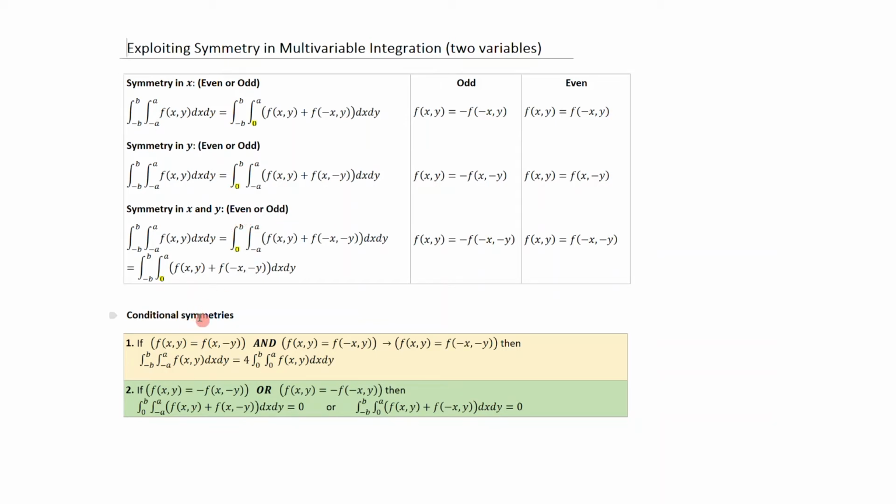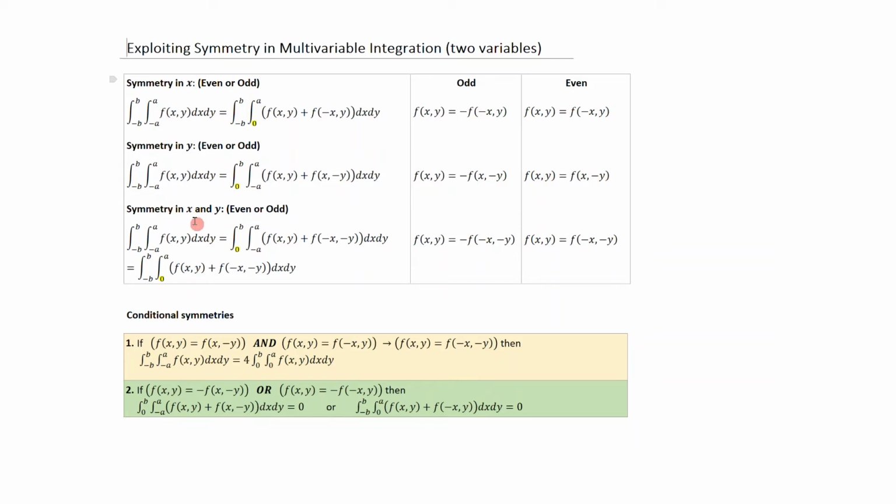And the last one are conditional symmetries, where essentially we have two conditions, and then we want to see whether or not that has implications in terms of simplifying the integral. Notice here, for instance, that if it's odd, f of x, y is minus f of minus x, y. So this was x, and so minus x and x appears. If it's even, then these two are equal. In this case, we're operating on y, so you can see this is y and this is minus y and minus y.